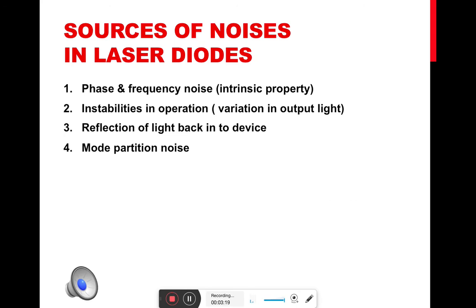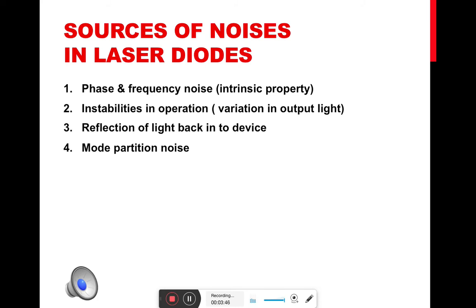So the next topic is the sources of noises in a laser diode. The first is phase and frequency noise. This phase and frequency noise is due to the intrinsic property of the semiconductor material. So this phase and frequency noise is always inbuilt with the laser diode. So eliminating this phase and frequency noise is not possible, but we can reduce it.